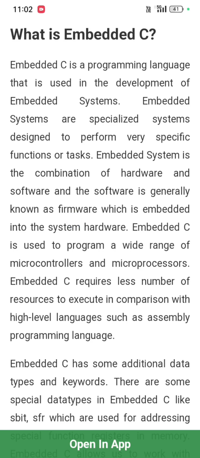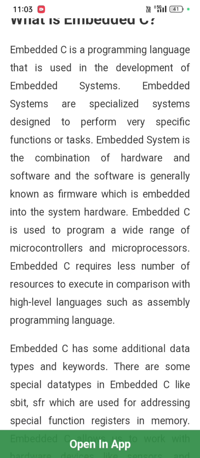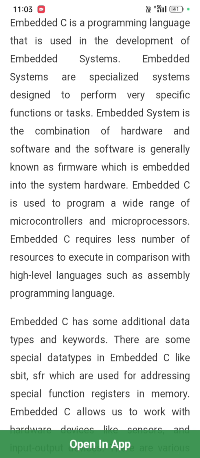The next slide is what is an embedded system. Embedded C is the programming language used for the development of embedded systems. An embedded system is designed to perform very specific tasks. It is a combination of hardware and software. Embedded C is used for a wide range of microcontrollers and microprocessors, requiring less memory, and combines the components of a high-level language with assembly language. The basic language of embedded C is C.